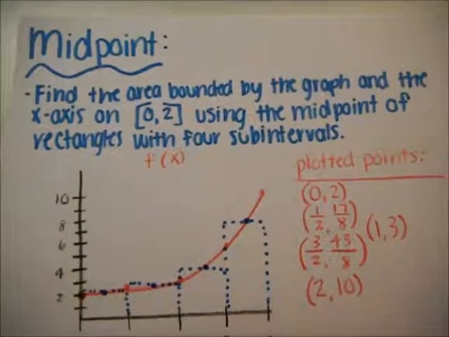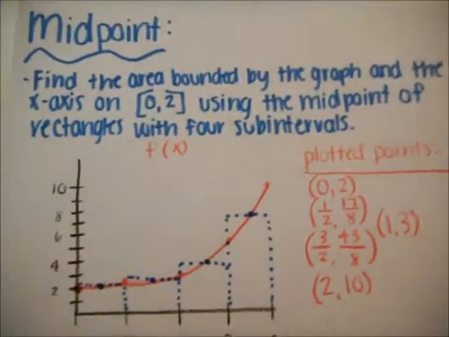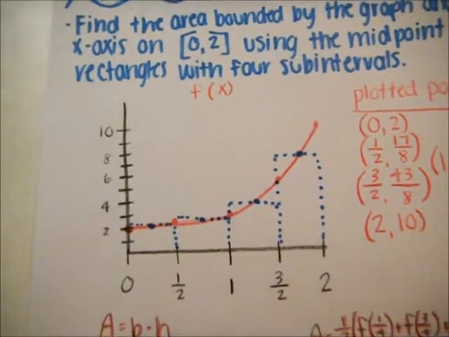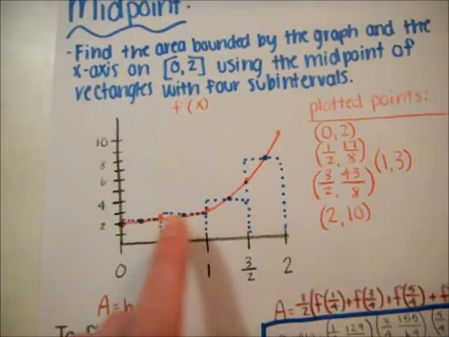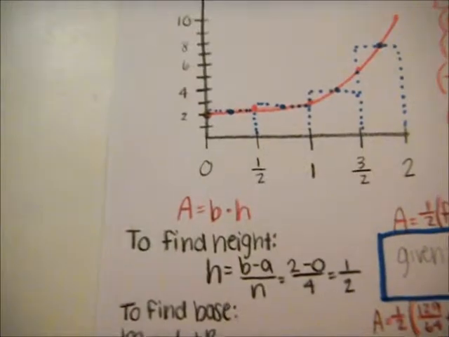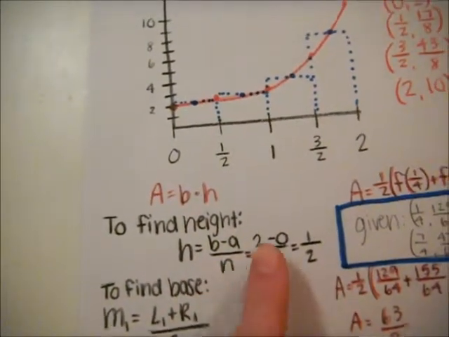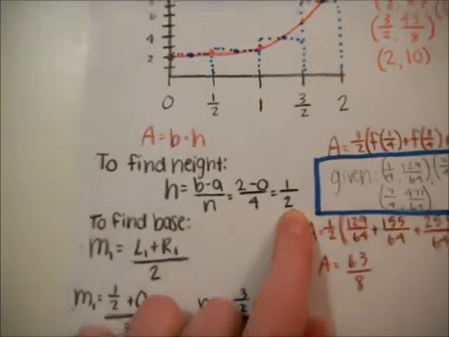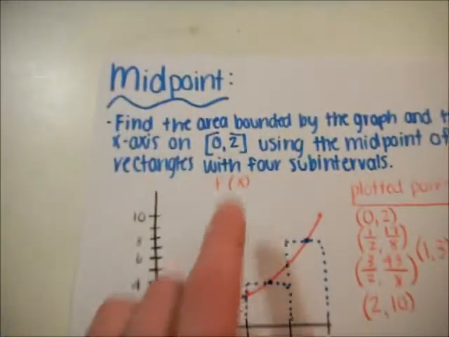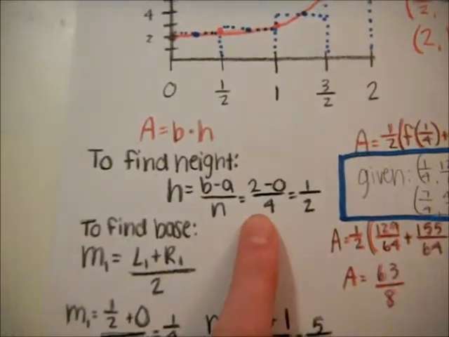Find the area bounded by the graph and the x-axis on the closed interval from 0 to 2 using the midpoint of rectangles with 4 subintervals. This is the graph of f of x, this red line right here, and these are the plotted points, the red dots. Okay, we are using area equals base times height. To find height, it's h equals (b minus a) over n, which equals (2 minus 0)/4, which equals 1/2. b minus a comes from the closed interval from a to b, so that's where that comes from.